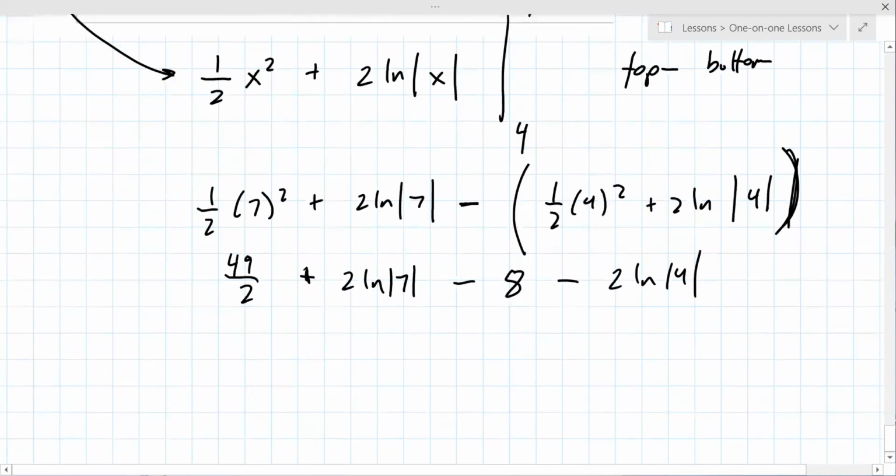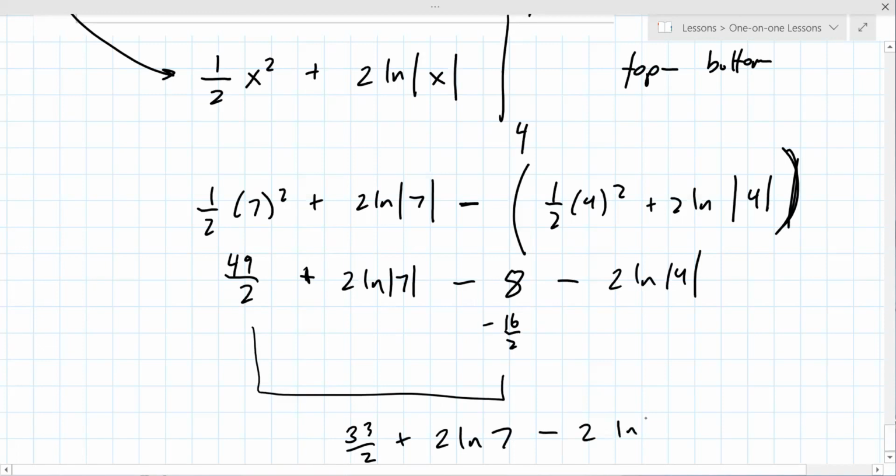So depending on what you've got here, you may be able to just get away with this. This 8 is really 16 over 2, and it's negative, so you can combine these two. That becomes 33 over 2. And then this is where it gets a little bit like, well, what do we do with this?